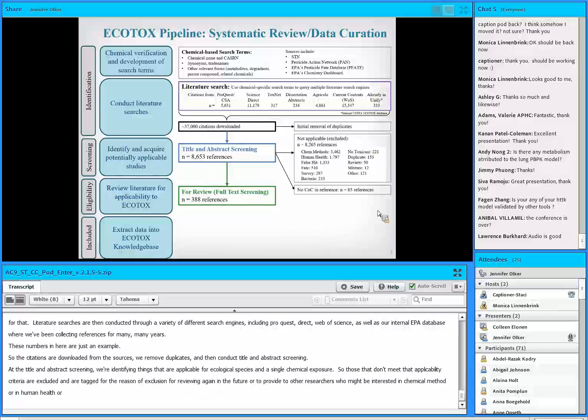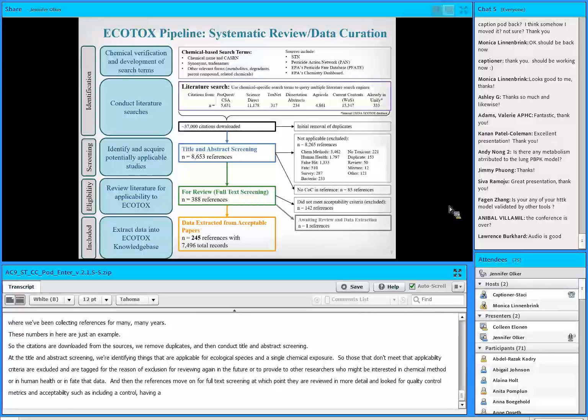And then the references move on for full text screening, at which point they are reviewed in more detail and looked for quality control metrics and acceptability, such as including a control, having a biological endpoint that's being measured. And finally, for those that meet the applicability and acceptability criteria, data are extracted and included into the database.